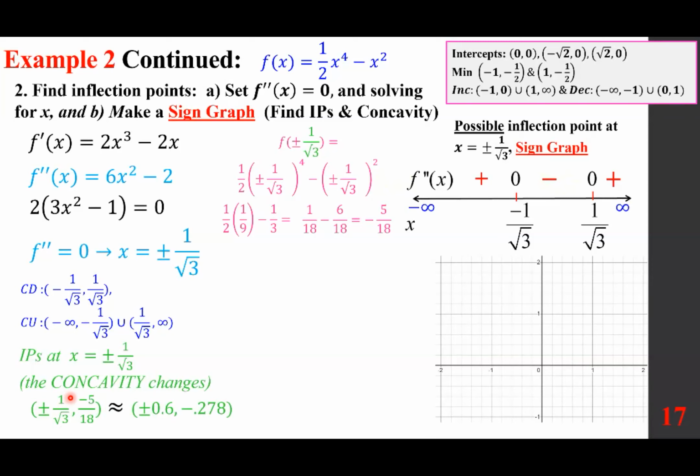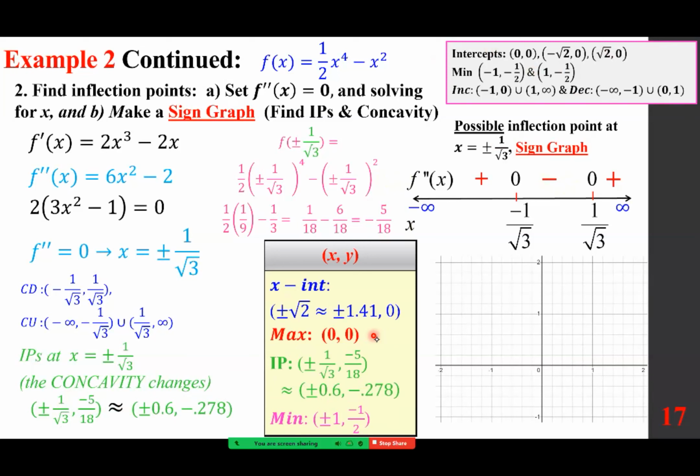Let's write the summary table, x and y. So we are going to write these pairs, all of them in a summary table, and we're going to follow that. So starting with the x-intercept, plus minus square root of 2 comma 0.